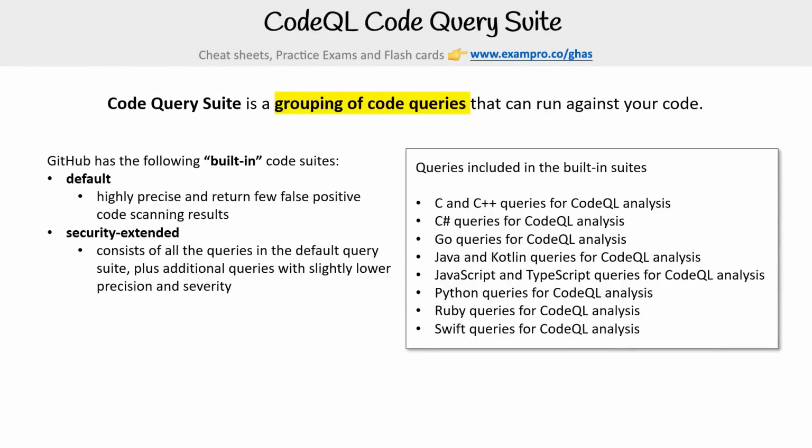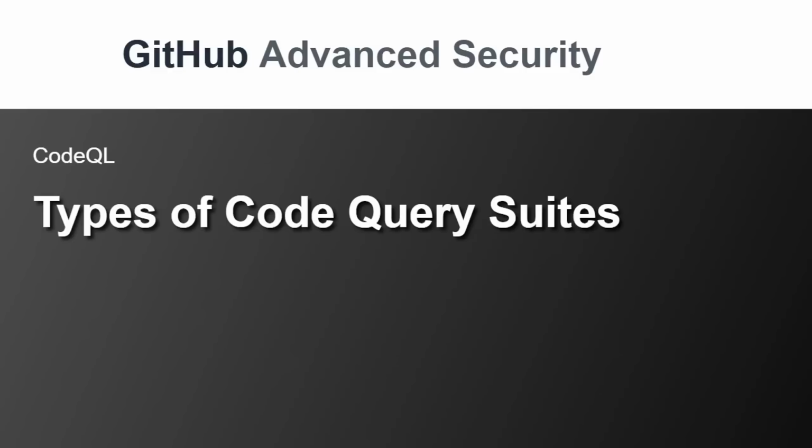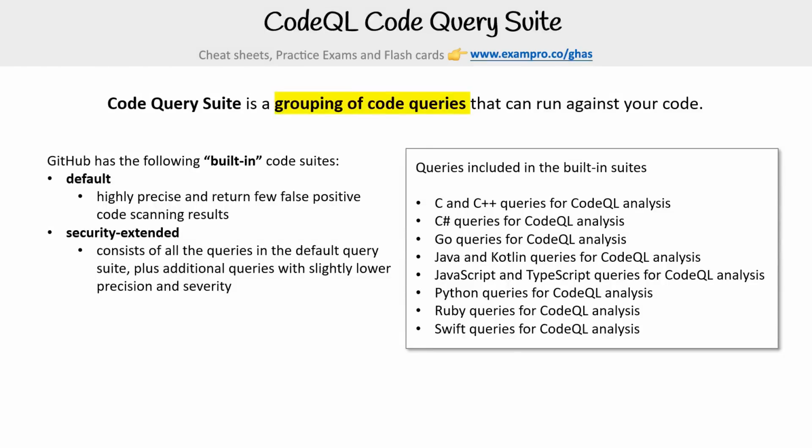That was just a single query, but you could also have something called a query suite, which is basically a grouping of code queries that run against your code. Not just one or two, but you can have as many as make sense and are available in your code query suite. GitHub also has a built-in code suite, which is set as default, but you can also use the security-extended version of it.